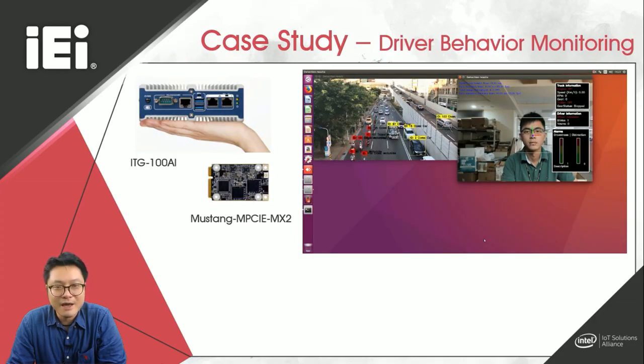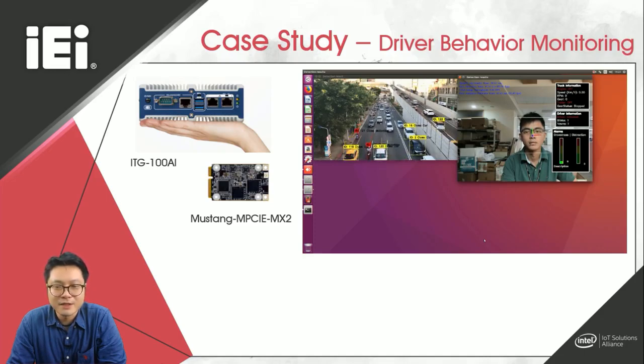Now, in this driver behavior monitoring case, the application uses the Intel Open Model Zoo to demo the topology with Mustang mini PCIe cards to achieve two applications. The right-hand side screen is driver fatigue detection. There are two workloads. One is head pose, which can detect the driver's head position in case the driver isn't looking forward. The other workload is face grid, which can detect the driver's eye blink frequency in case the driver falls asleep.